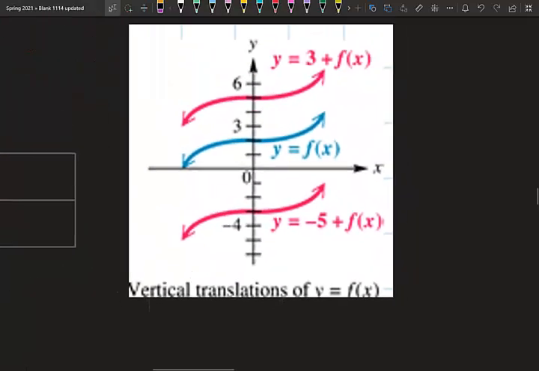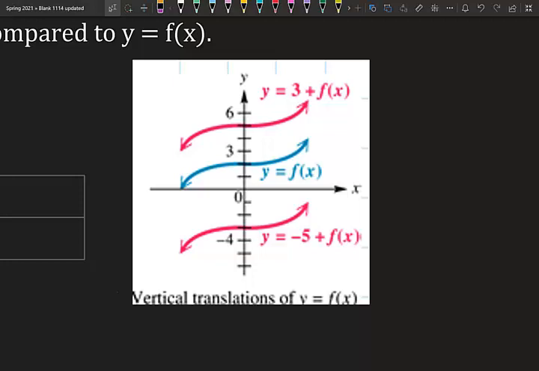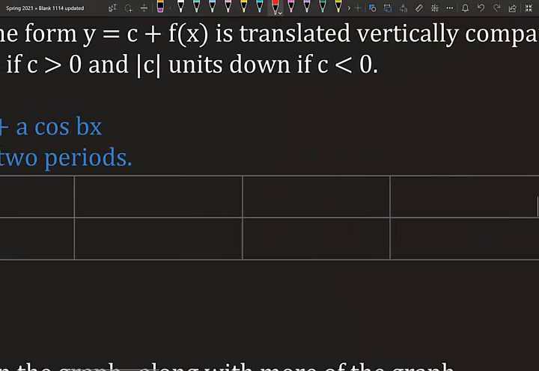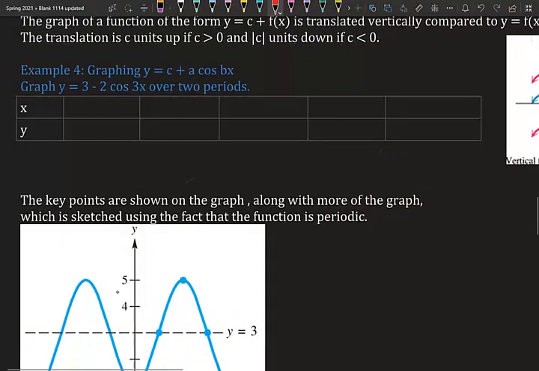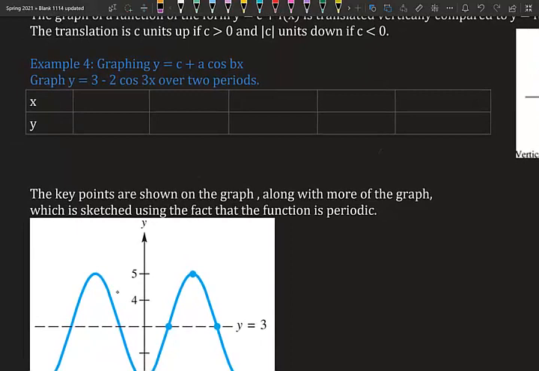So here's what vertical translations look like. If you have 3 plus the function, we go up 3 units. If we have negative 5 minus the function, we go down 5 units. Alright, let's graph y equals c plus a cosine bx. So we're going to graph 3 minus 2 cosine 3x over 2 periods.